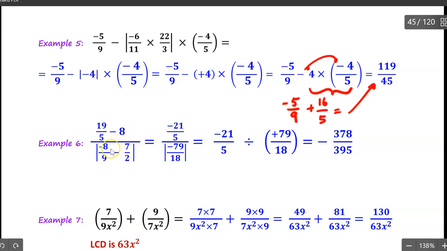I perform the operation inside these absolute values. I subtract these two numbers. I should have negative 79 over 18. So, one step at a time. And then I can write it as negative 21 over 5 divided by this fraction, because this line here represents dividing one fraction by the other. At the same time, I take away the absolute value, turning that negative into a positive. And if you just key this into your calculator, you should end up with the answer.